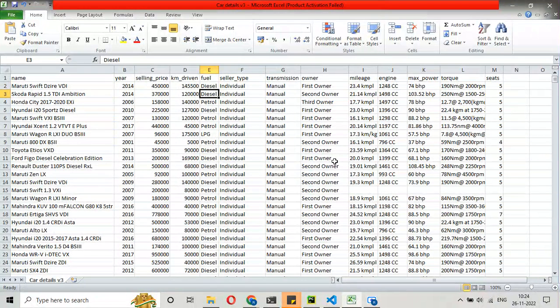Rishi, like you mentioned, we need to convert this data into numbers, right? Correct. I don't know how to convert this to numbers. So yeah, we can apply a function, create a dictionary saying diesel is one, and it will replace it for you. Yeah, I can show you also.